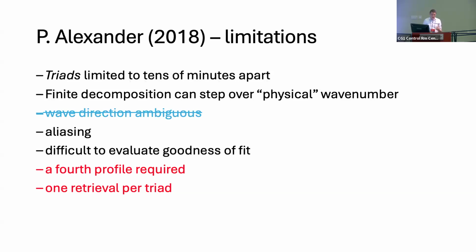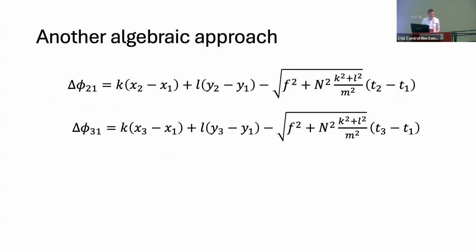But I think we can do better. I don't think we need a 4th profile because these are gravity waves we're dealing with. And so why don't we take the dispersion relation for gravity waves and use that to eliminate omega and express it in terms of K and L, our 2 unknowns from before.